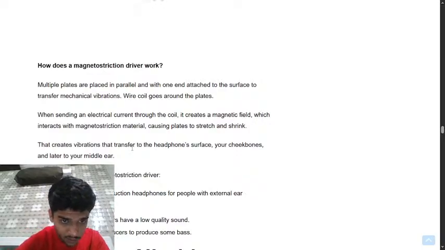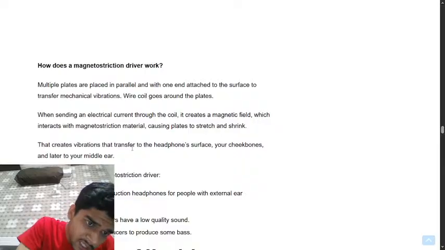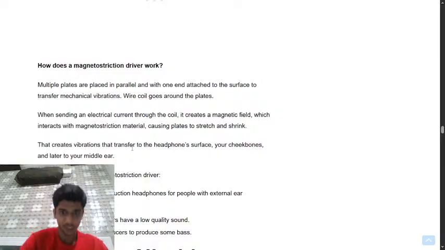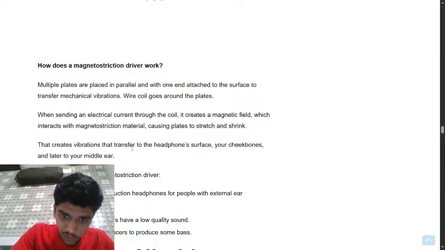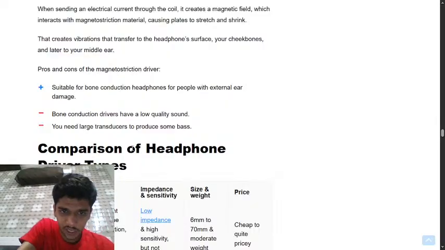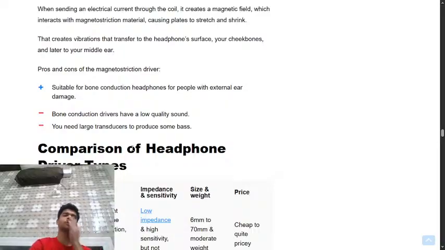When sending an electrical current through the coil, it creates a magnetic field which interacts with the magnetostrictive material, causing plates to stretch and shrink. That creates vibration that transfers to the headphone surface, your cheekbones, and later to your ear. Suitable for bone conduction headphones for people with external ear damage. Bone conduction drivers have low quality sound. You need larger transducers to produce some bass.